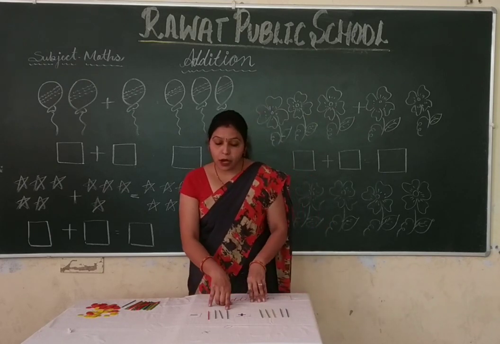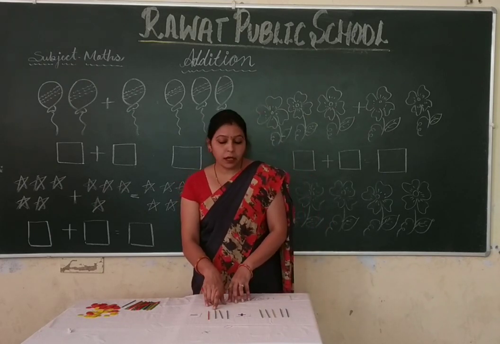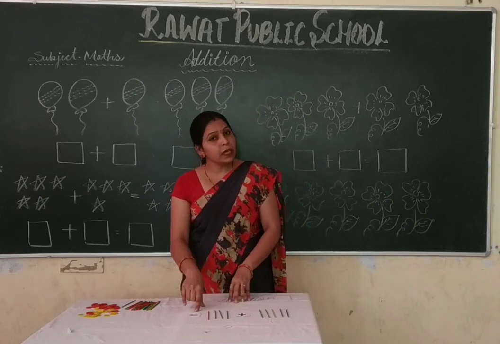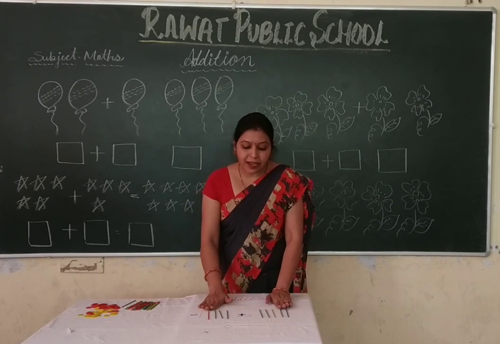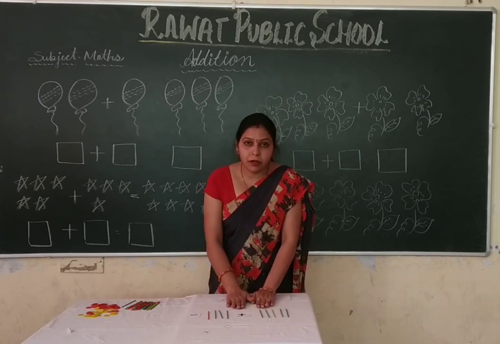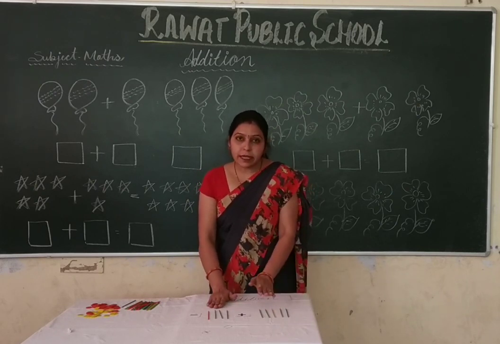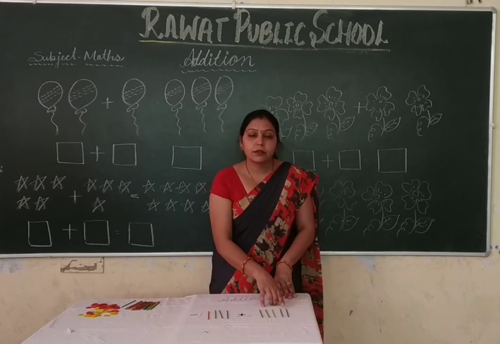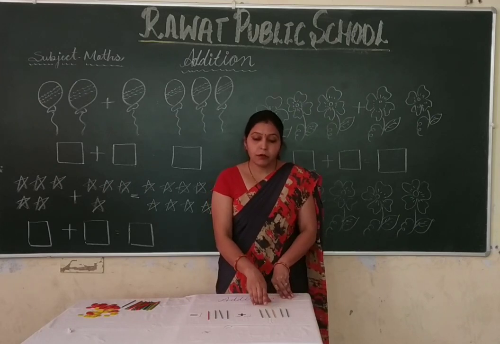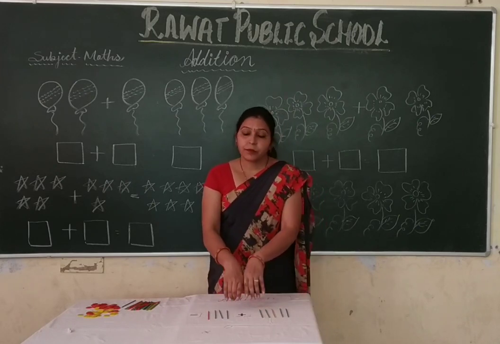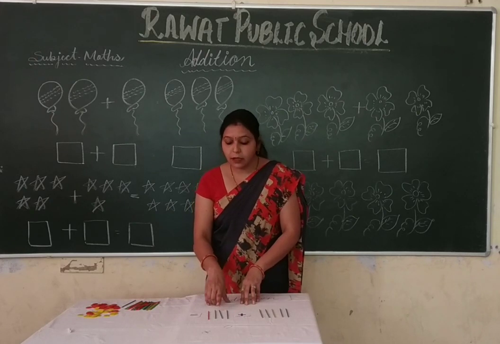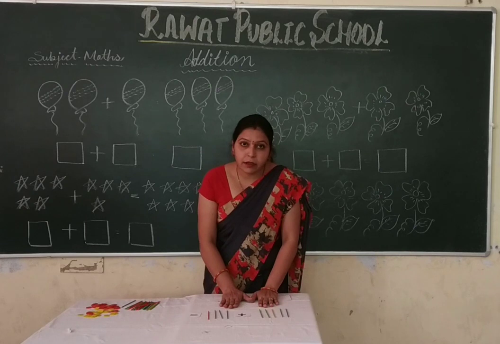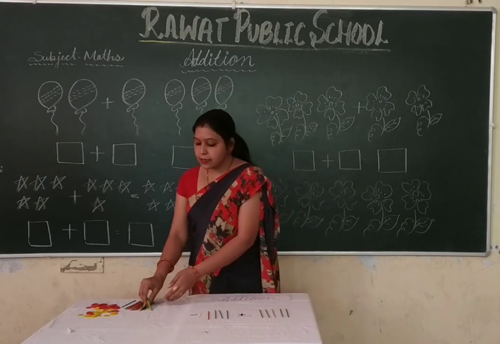Then 1, 2, 3, 4. 4 sticks are here. Again, the sign of equals to means that you just add both stick numbers here. So count once again all the sticks together. 1, 2, 3, 4, 5, 6, 7, 8, 9. So how many sticks are together here? 9 sticks. So put 9 sticks here.